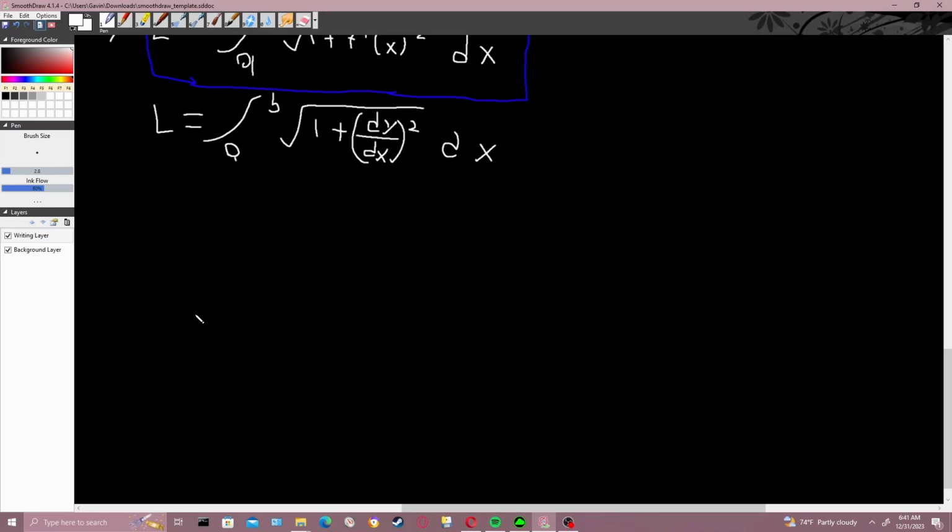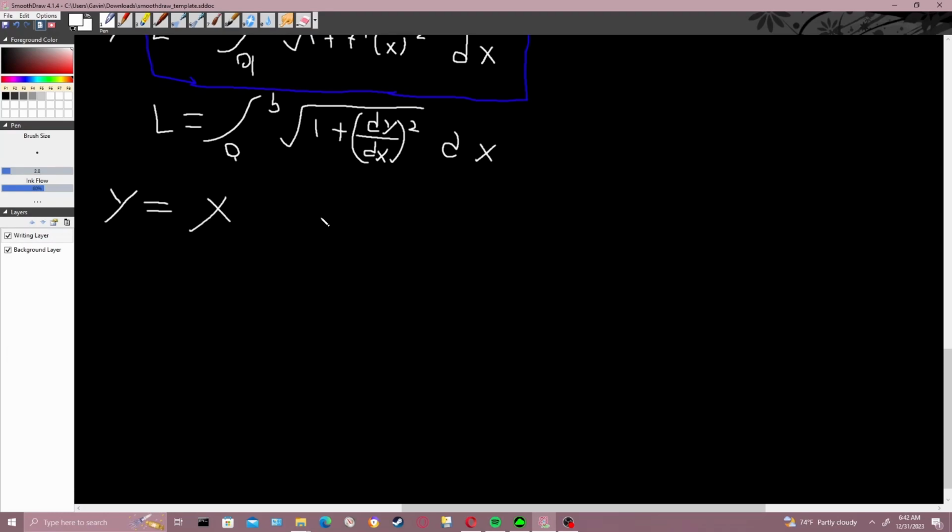Okay, I think what we can do to prove that this works is to plug it into some very simple function. Let's get y equals x. I'm reading like hieroglyphics right now. What is going on? Okay, y equals x.